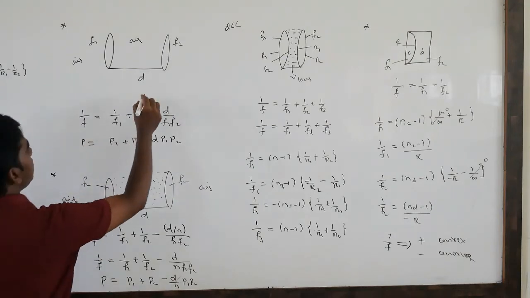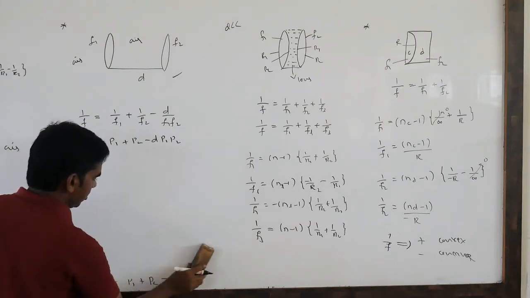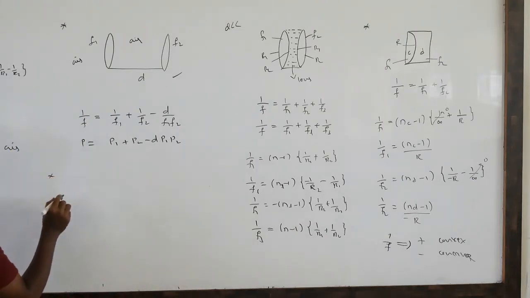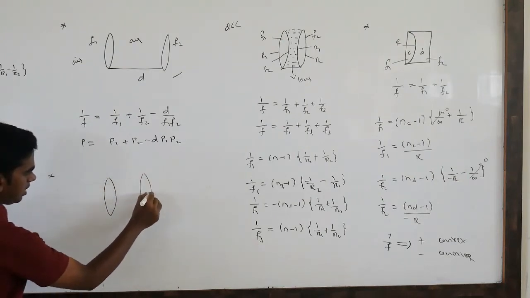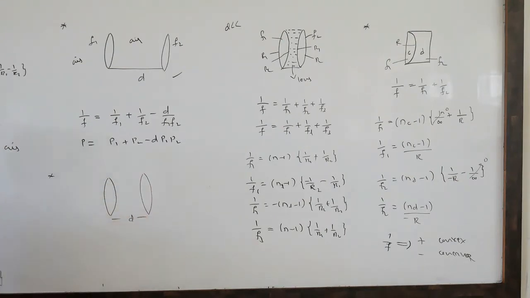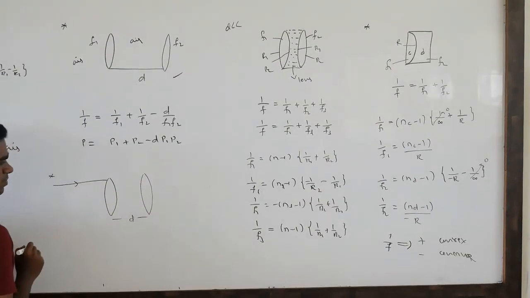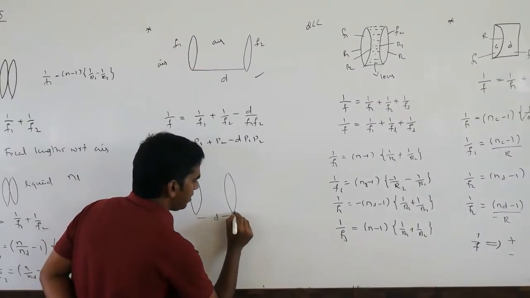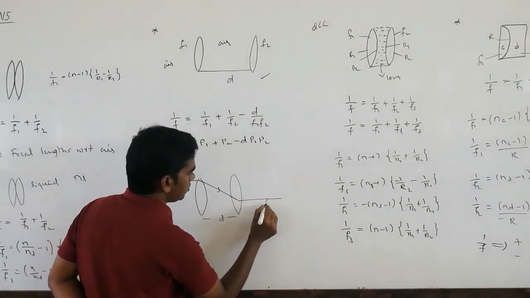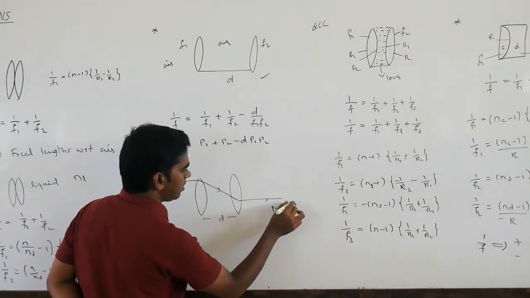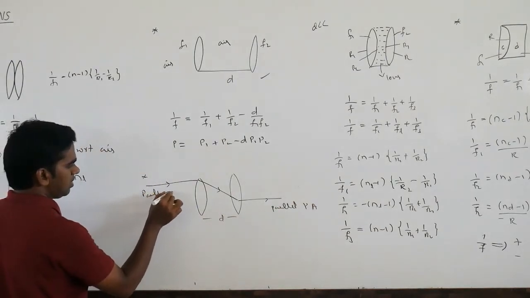Now, if we talk about this D, what they may ask you is, suppose they kept two lenses at some distance, say D. If the question is, when a parallel ray of light is incident here, the emergent light is again parallel. Suppose it will come here. So again the emergent light is parallel to the principal axis. So here also, parallel to the principal axis.